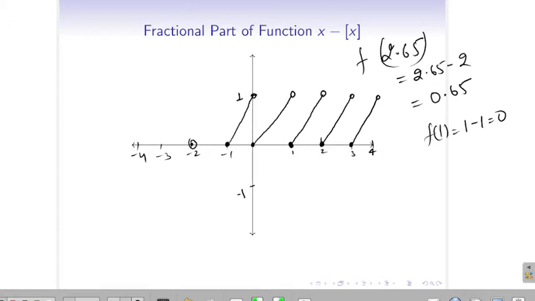Minus 2, this will be included, and then till minus 1 it will be empty. Minus 3 will be included, and then till minus 2 it will be empty. This is the graph of the fractional part of the function.